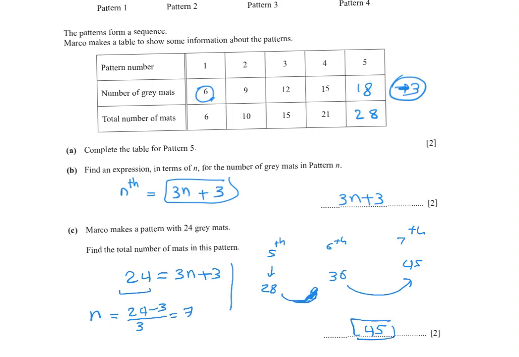Again, look for the pattern for the total number of mats. Add 4, add 5, then add 6, then add 7. To find the 7th one, add 8, you get 36. Then add 9, you get 45. This is the seventh.